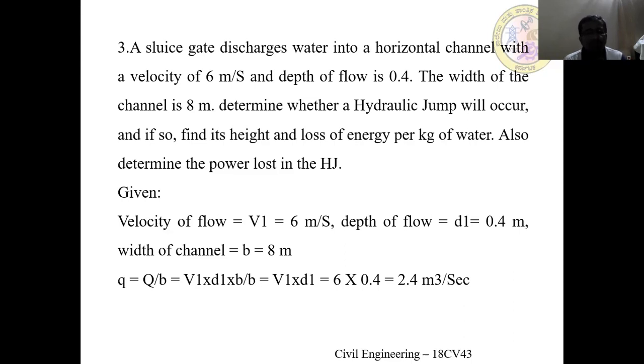The discharge as well as the width of the channel is given. So q equals V1 D1 into B by B, since Q equals V into A. Here B cancels, remaining is V1 into D1. V1 is 6 and D1 is 0.4. So the discharge per unit width is 2.4 meter square per second.